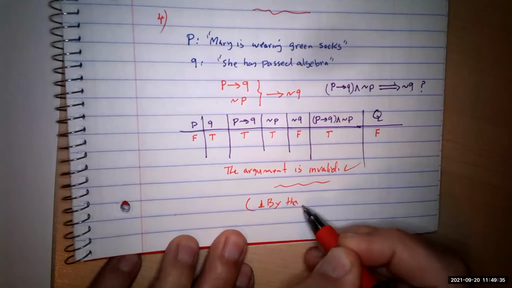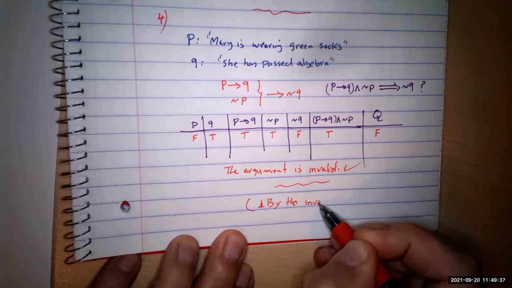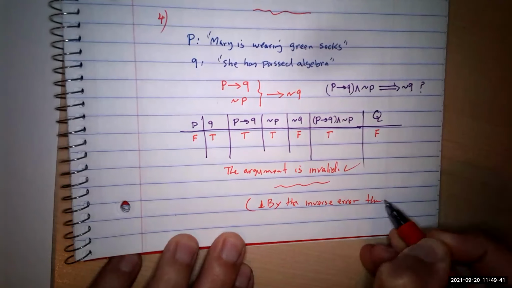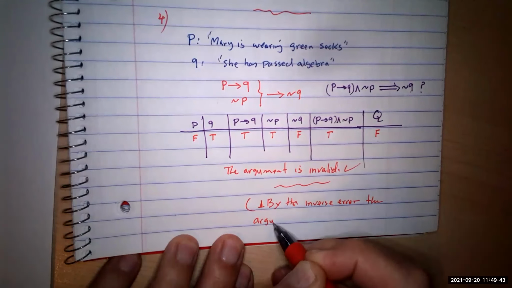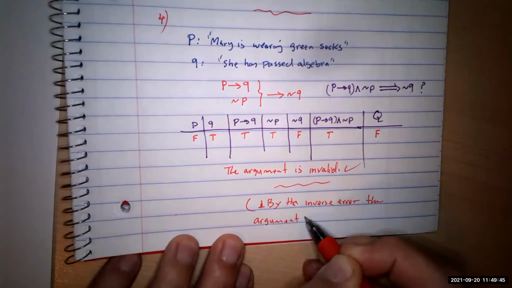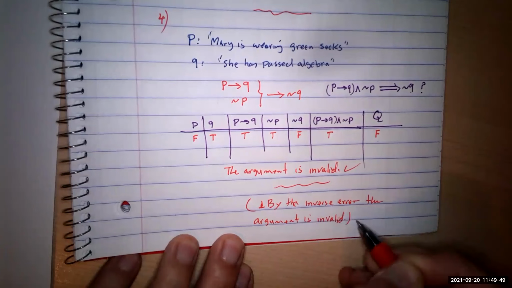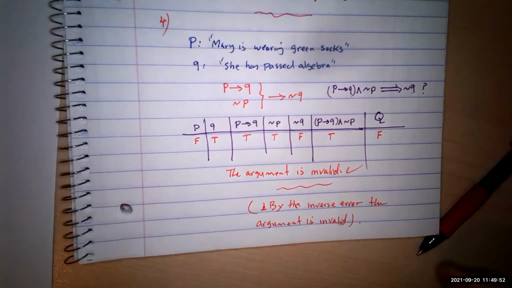I think that's the expression by the inverse error. The argument is invalid. That's a property that's in your book, but you have to write it down to show that this is related to the inverse. You cannot say just by the inverse error the argument is invalid. You have to show that. You see, we show it.